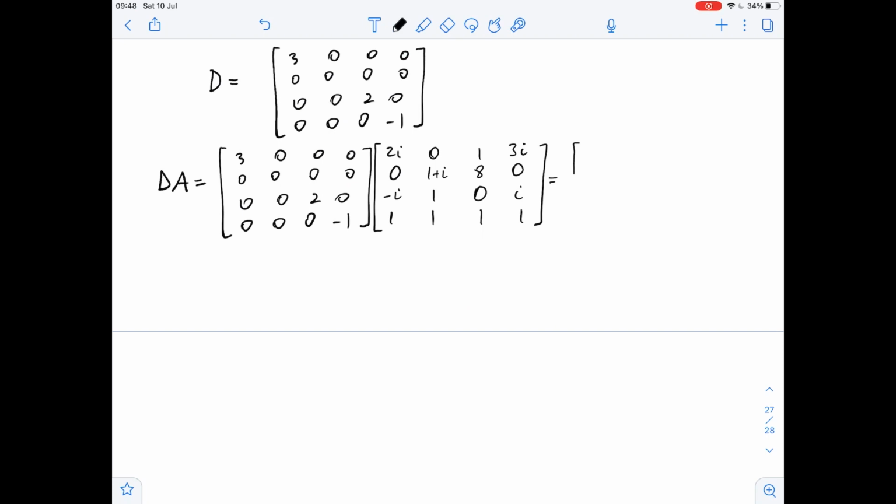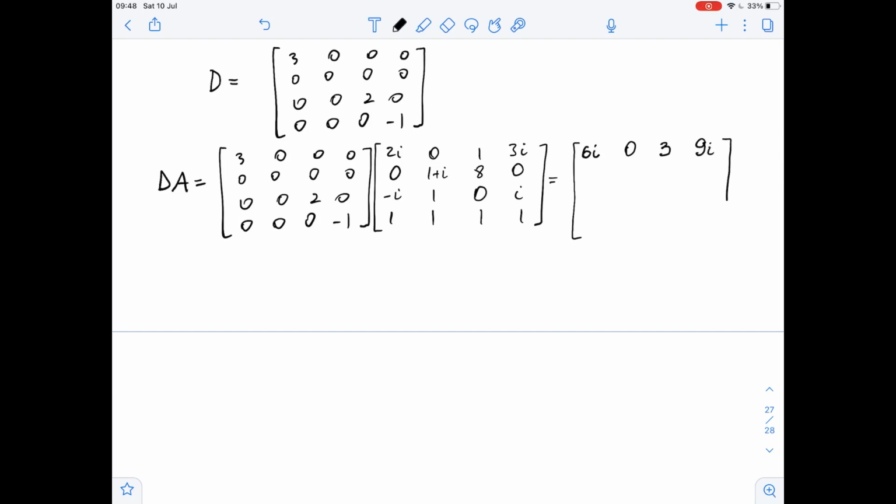So here we get the first entry is the dot product of the first row of matrix D and the first column of matrix A. So it's 3 times 2i, so 6i, plus 0 times 0, plus 0 times next -i, plus 0 times 1, so 0. Next is 3 times 0, plus 0 times 1, plus i, plus 0 times 1, plus 0 times 1, so it's 0. Next, it's 3 times 1 and then plus 0. And next we have 3 times 3i plus 0, so 9i.